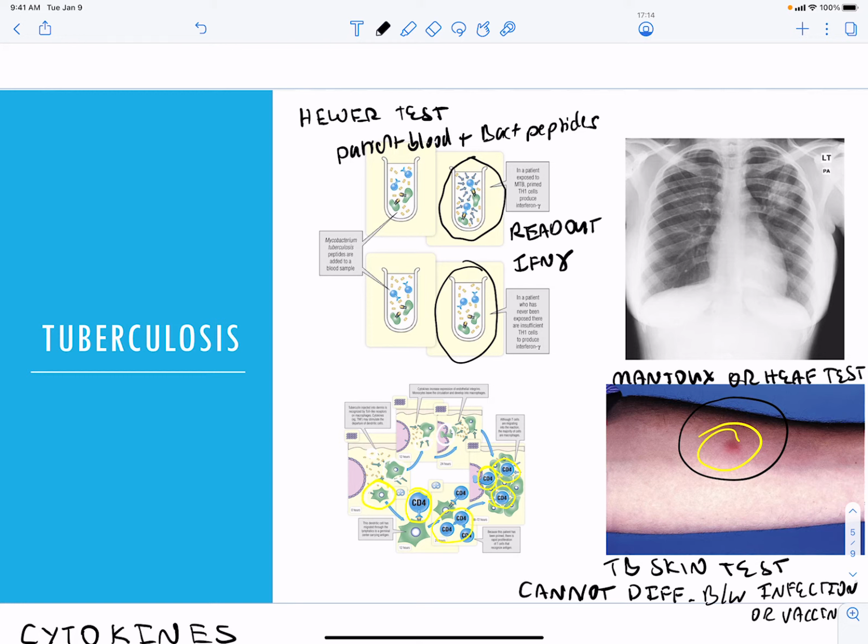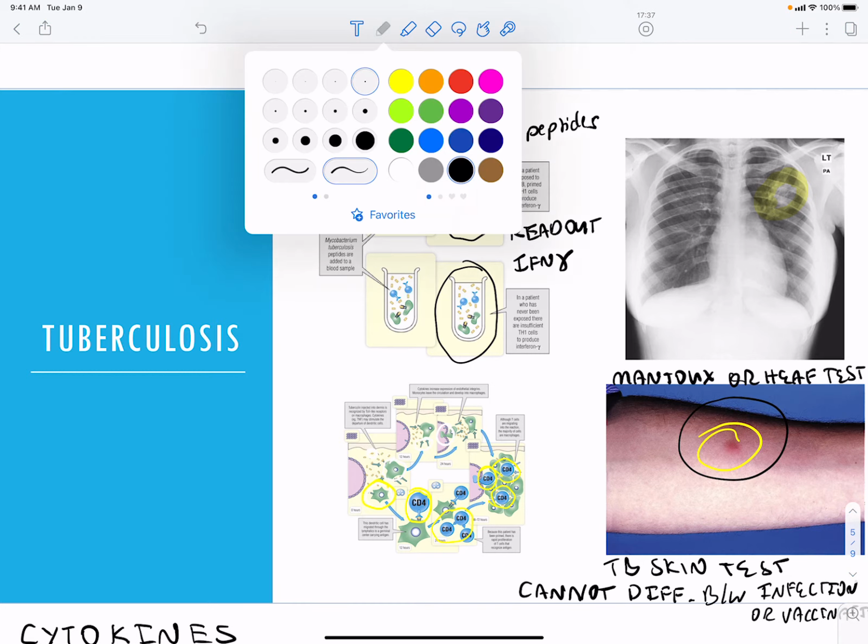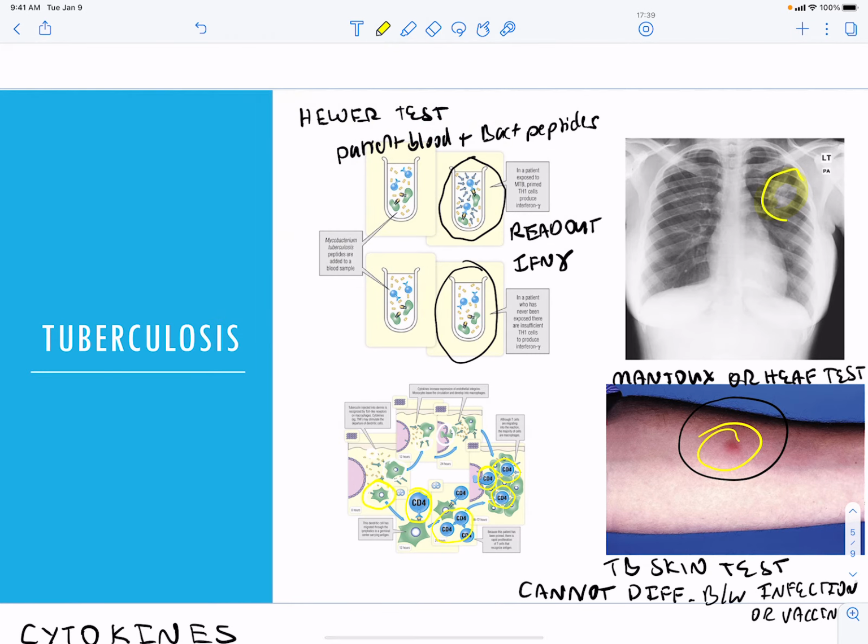If you are positive for a tuberculin test, oftentimes you also will get a chest radiograph. So a chest radiograph is going to show whether or not you have a granuloma, or a spot in your lungs. And so here you can see that you have an opaqueness in the upper zone of the left lung.